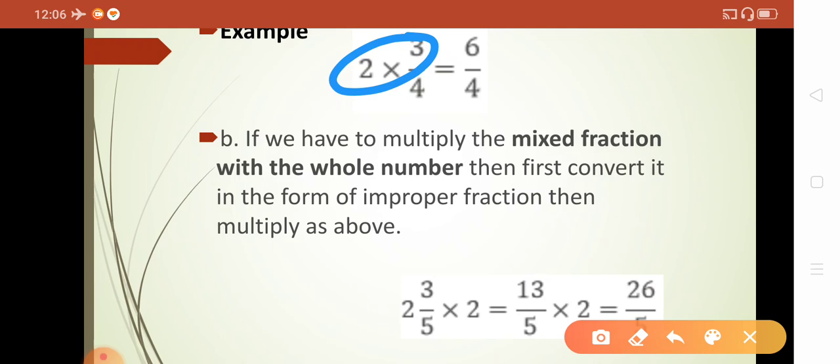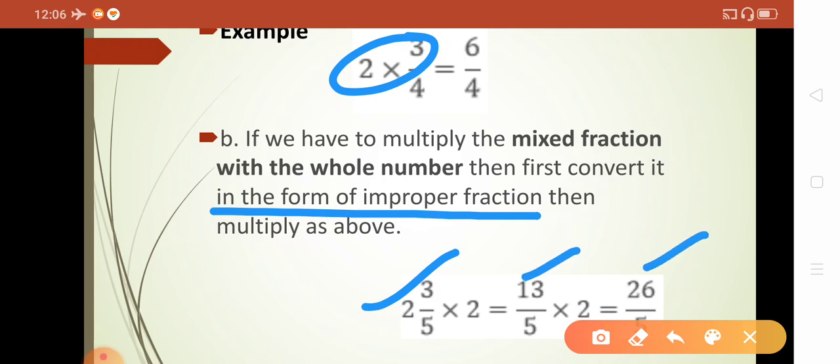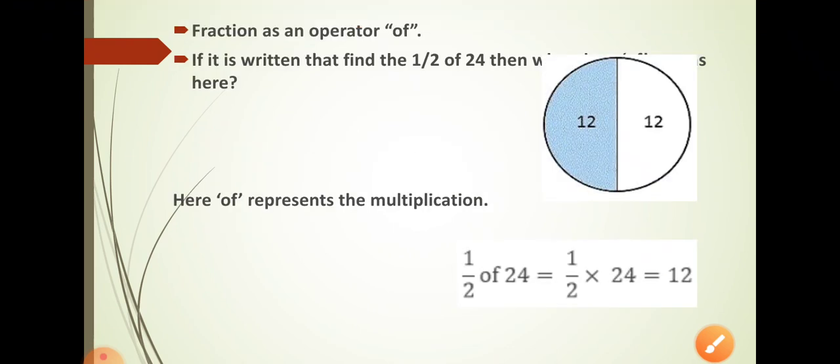But if you have to multiply a mixed fraction with a whole number, how will you multiply this? First of all, you have to convert it into an improper fraction. Then you will multiply the numerator of the fraction with the whole number. So 2 and 3 by 5: 5 twos are 10, 10 plus 3, 13 by 5, and 13 twos are 26 by 5.